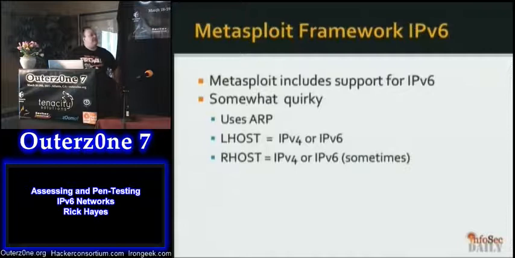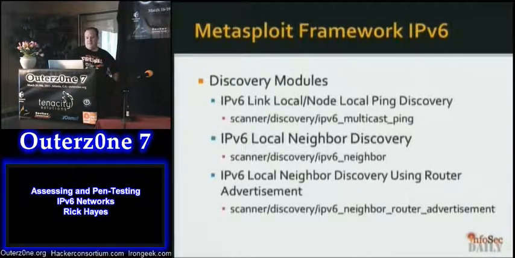One of the things it actually does is it uses ARP. So you're thinking, well, IPv6 doesn't use ARP. Well, one of the things that it does require in some of these is that you have an IPv4 address added in there, and you'll see it in a second. So for a local host, you can put in a v4 or v6 address. For the remote host, you can put in a 4 or 6, and I say 6 as in sometimes, and you'll see why in a minute.